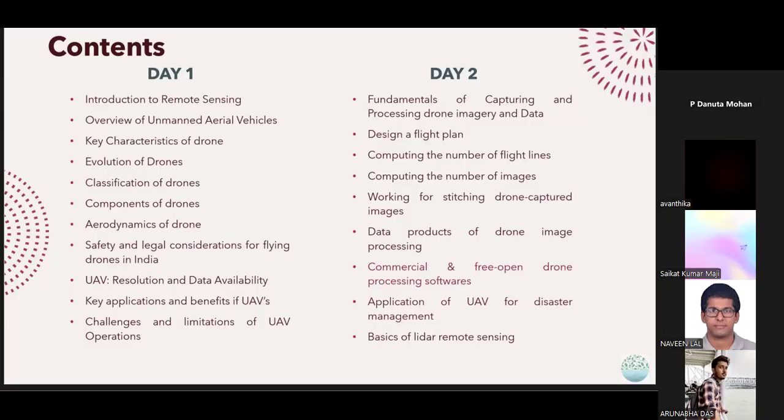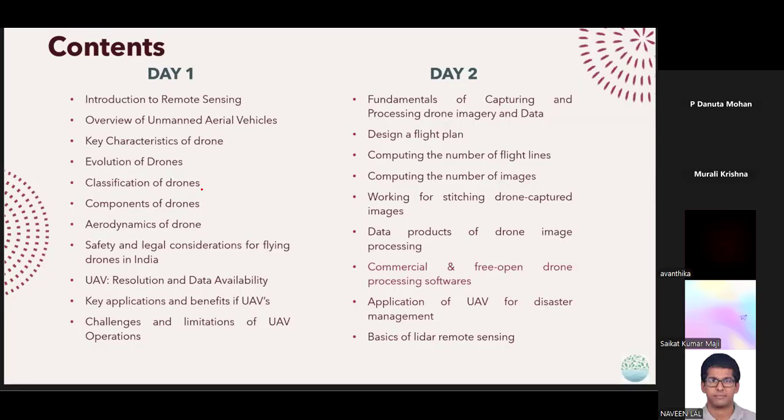Then we talked about the evolution of drones throughout history. First we started with hot air balloons used for military purposes and surveillance, and now we have replaced them with drone technology, with a more widened application across the world. We also talked about how drones are replacing traditional surveying methods, from electronic distance meters to total stations.